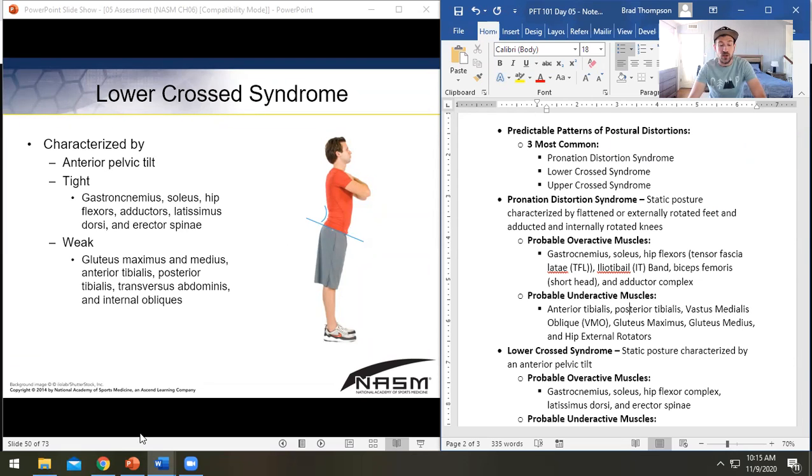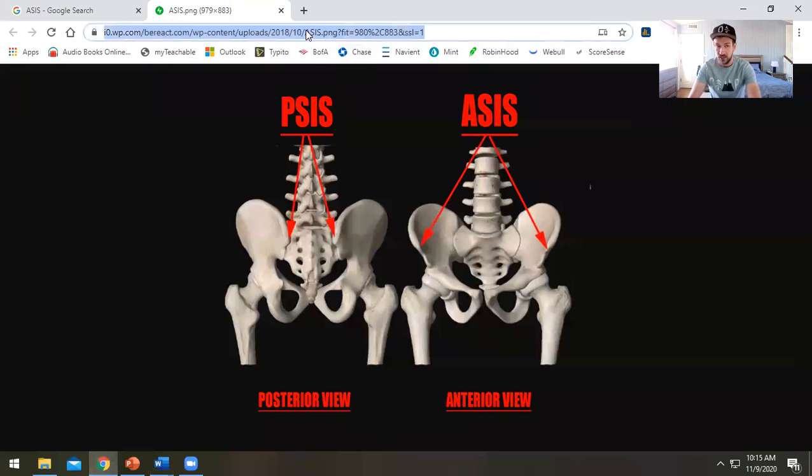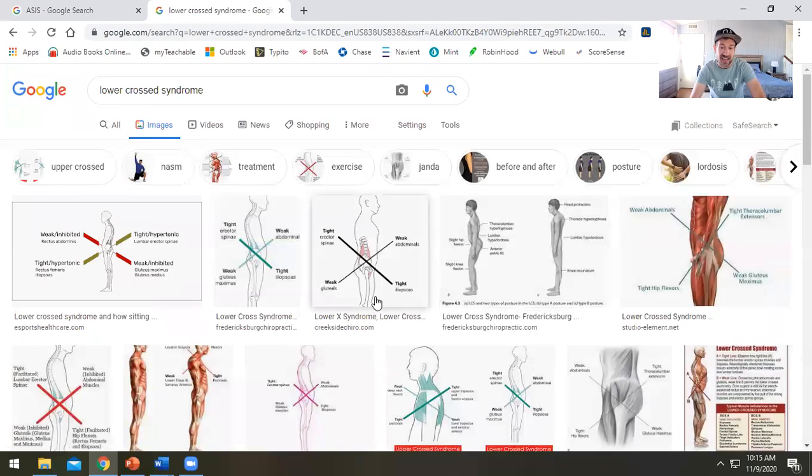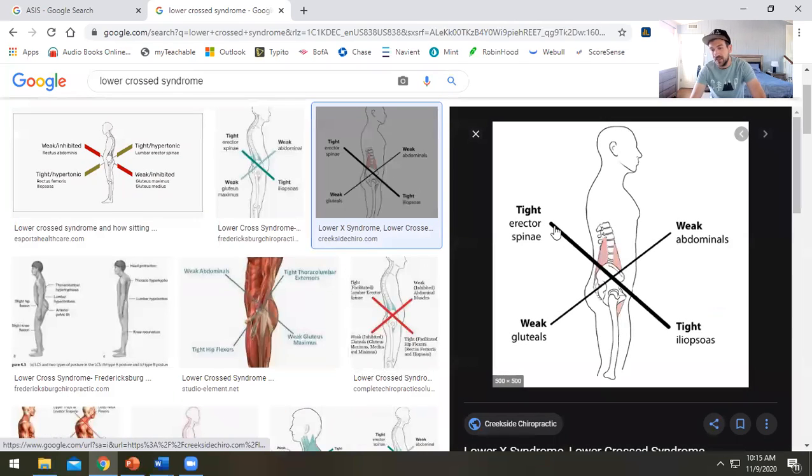So what's happening here, we call this lower crossed syndrome. The reason it's called lower cross syndrome is because it makes a cross, it makes an X. You basically have tight muscles in your low back and tight muscles in your hip flexors, and weak muscles in your glutes and weak muscles in your abs. You go tight to tight, weak to weak, and it makes an X. So when we see that anterior pelvic tilt, these muscles in the low back right here are called your erector spinae.